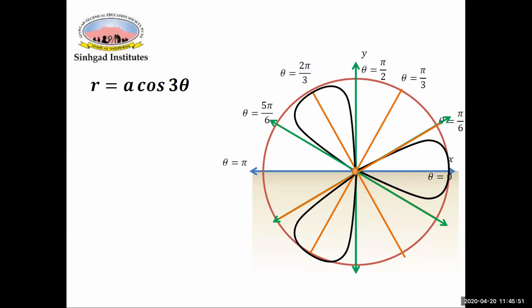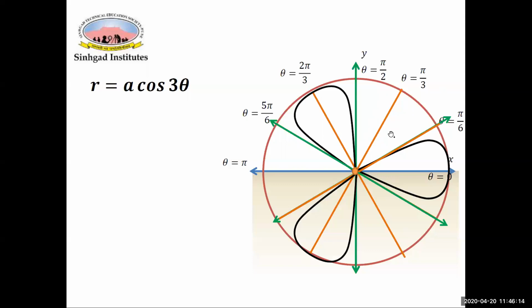X-axis, y-axis, each quadrant is divided into 3 equal parts. This is 0, pi by 6, pi by 3, pi by 2. Now for your first loop, draw the circle of radius a. The first loop is along the line theta equal to 0. We have drawn this first loop.